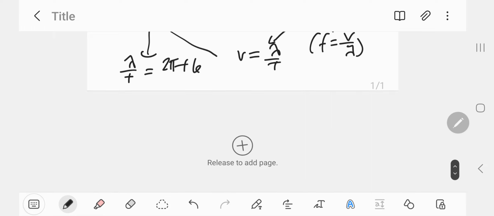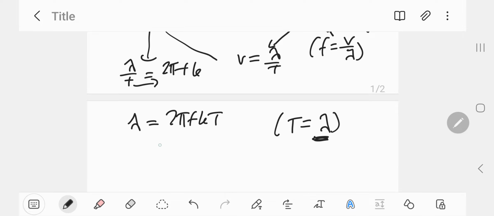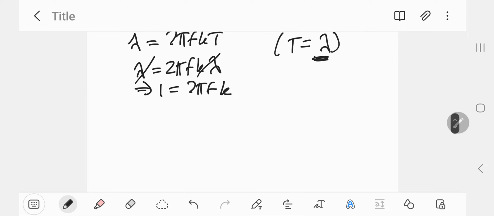Let's rearrange this. Let's get lambda by itself, so we'll multiply everything by T. So 2 pi fkT. Now we know that, I should say capital T, the period, in this case, is just the time it takes for a wave to travel a distance lambda. Some distance lambda. So lambda is just 2 pi fk lambda. So the lambdas cancel out. So we get 1 is just 2 pi fk. So therefore, k is just 1 over 2 pi f.